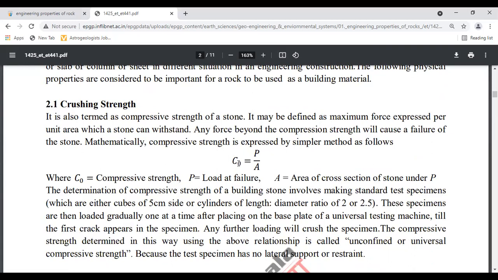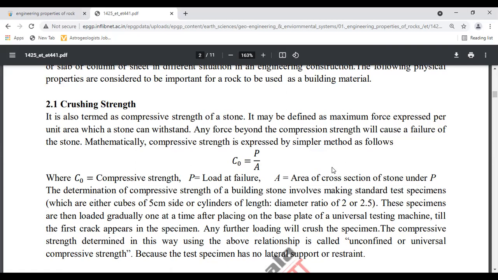C naught is equal to P by A. Here C is the compressive strength, P is the load at failure, and A is the area of cross section of the stone under P. The determination of compressive strength of a building stone involves making standard test specimens which are either cubes of 5 centimeter side or cylinders of length to diameter ratio of 2 or 2.5.